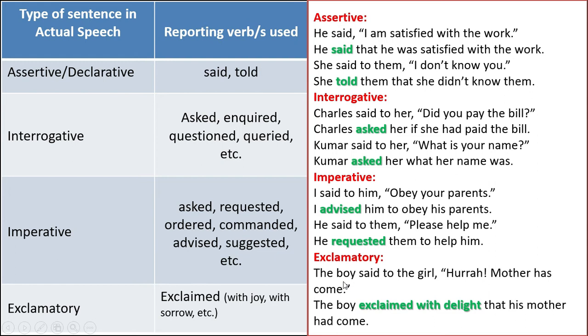The boy said to the girl, "Hurrah, mother has come." The boy exclaimed with delight. He is happy. So, with delight that his mother had come. We'll see tense changes later.